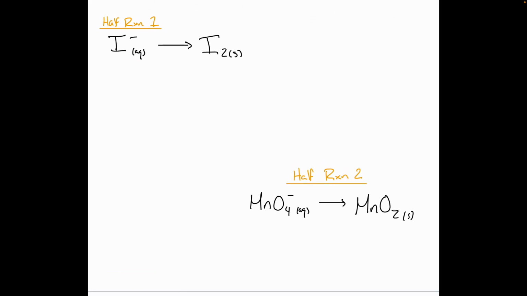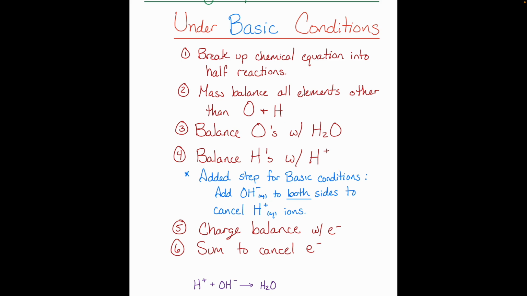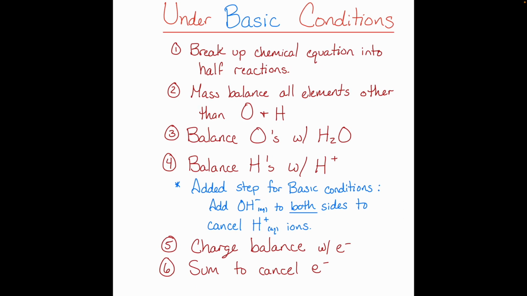I'm going to put up here our list of rules for balancing under basic conditions, so that we can keep these in mind as you're going through. And then I'm going to give you guys a little bit of a head start, and then I'll go back and work through that example. All right. We already did step 1. We broke up our chemical equation into half reactions. So now you need to balance all elements other than oxygen and hydrogen, then go in and balance with the water and the hydrogen ions, and then add your hydroxide. All right, so I'm going to give you all a bit of a head start, and then we'll work through that together.